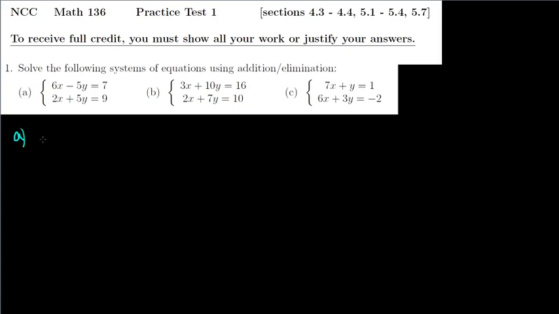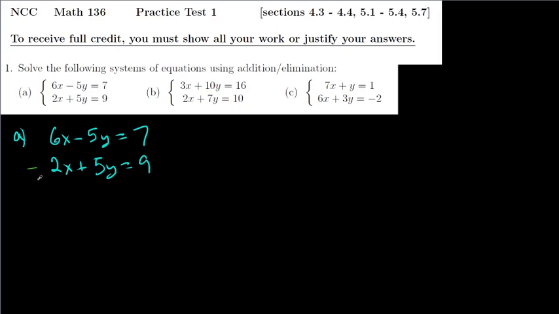So we have two equations here. We have 6x minus 5y equals 7, and 2x plus 5y equals 9. Right? And we have to use the addition or elimination method. So we can eliminate x, right, by just multiplying the bottom equation by -3. Right? Again, on both sides.